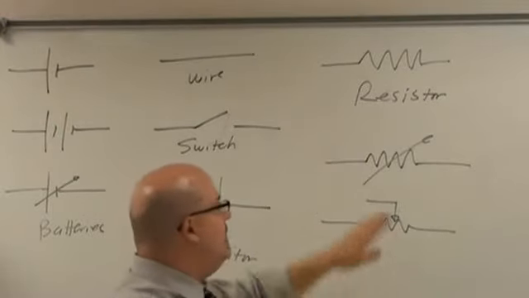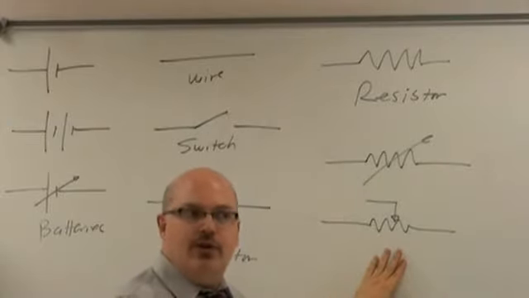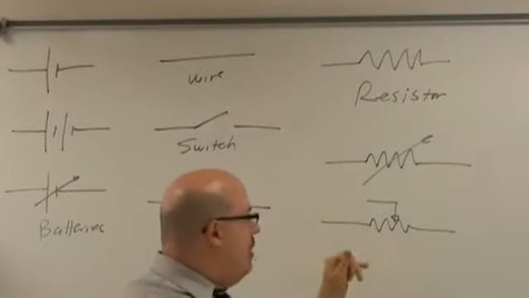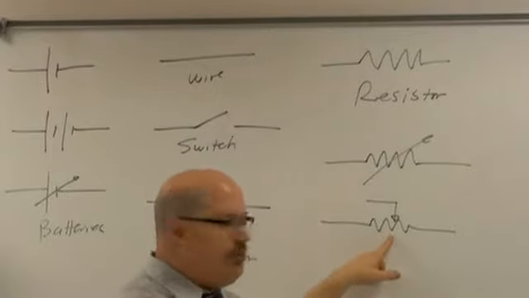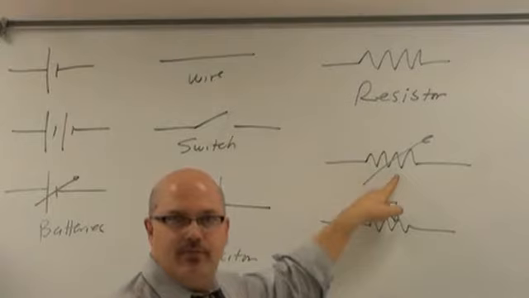Okay, if you see one of these, a resistor like this, you can change the resistance. So I believe this one's called a rheostat, and I believe this one's called a potentiometer.